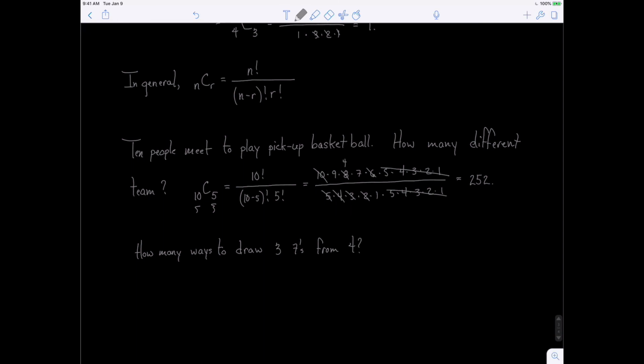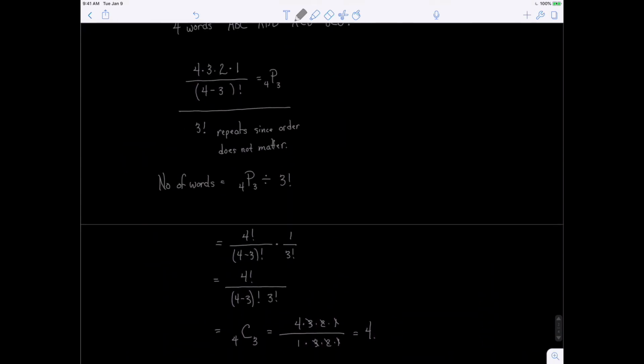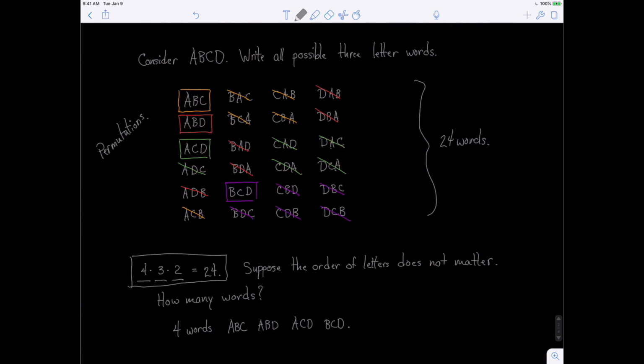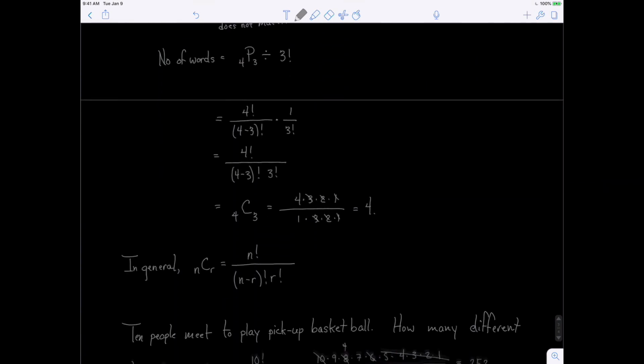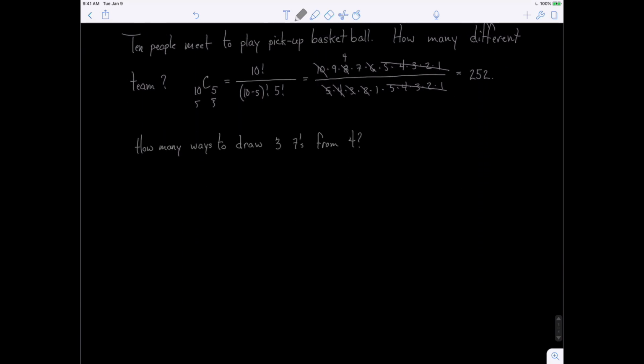Well, that's exactly the same problem as A, B, C, D that we did up here, because the A might be the 7 of hearts, the B could be the 7 of clubs, the C could be the 7 of diamonds, and the D could be the 7 of spades. Hopefully I said those correctly, but all you wanted is any group of 3 of those, and the order of the sevens doesn't matter. And so the answer to that is exactly the same as how many words from A, B, C, D if order doesn't matter.